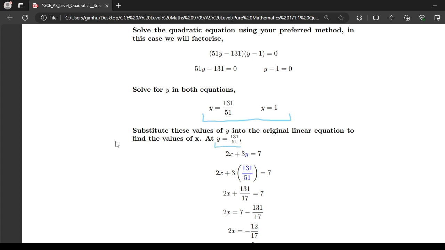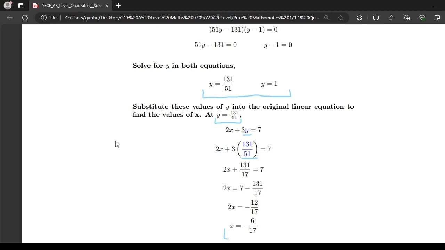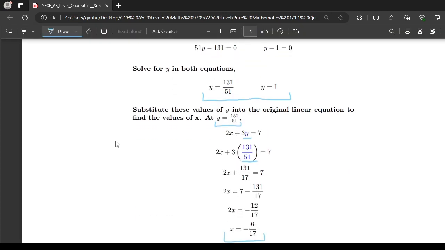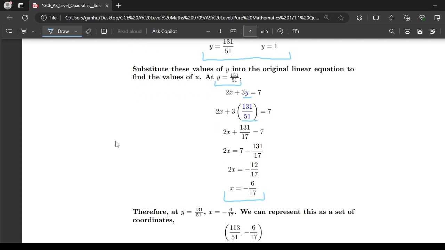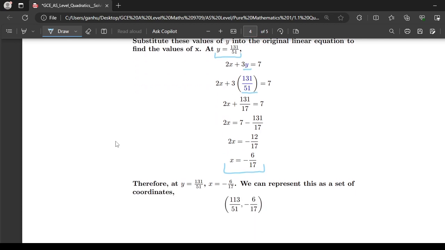Now to get the x values, again we will go back to the linear equation and let's start with y equals 131 over 51. Where there's a y, we'll substitute y with 131 over 51, and this gives us x is equal to negative 6 over 17. Again, we can represent this as a set of coordinates: our x value is negative 6 over 17 and our y value is 131 over 51.